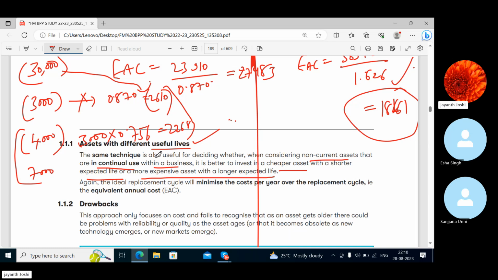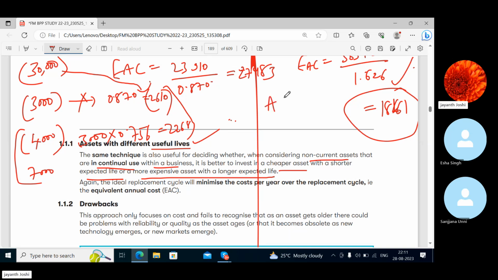You will be incurring less operating cost, and you'll be getting more resale value, right? So if you buy a lesser cost asset, that is better for a short span. But if you're using an asset for a longer period of time, it should be a technically superior one, a good one which can last for a longer period of time. That is only possible if it's an expensive asset, right?